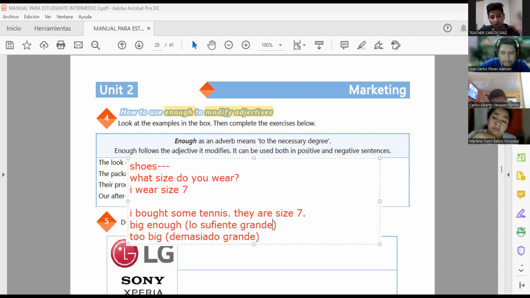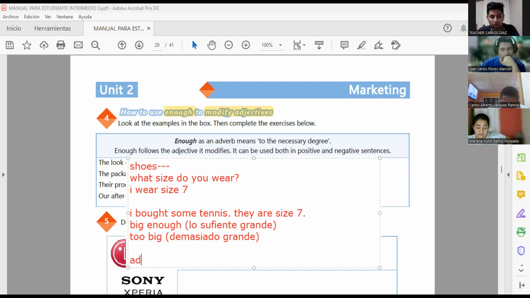It is different. You can say too big. Too big means demasiado grande. And big enough means, there you go. And listen, for this one, we are going to use an adjective, and then we are going to use the word, what is it? Enough.